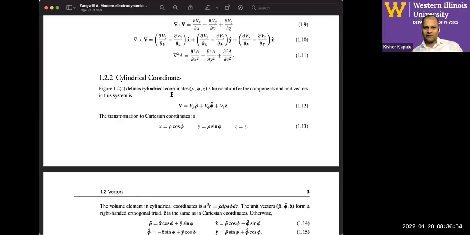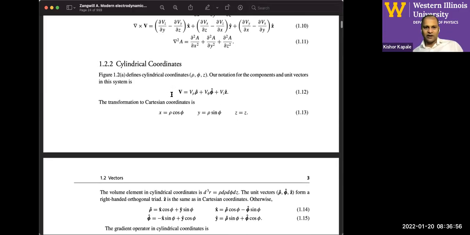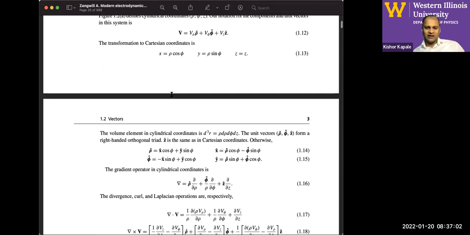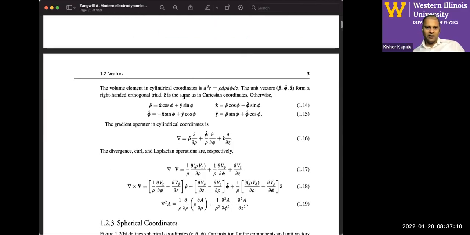So keep that at the back of your mind. It's useful in ENM as well. In fact, one of the prime examples comes from ENM. Then the cylindrical coordinates, again, the descriptions, the transformation from Cartesian to cylindrical or back are given there.